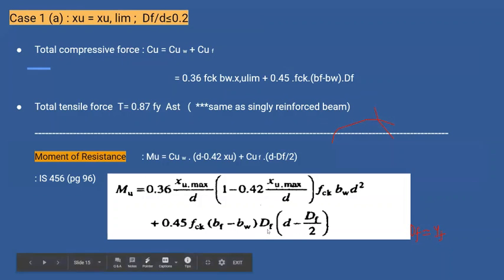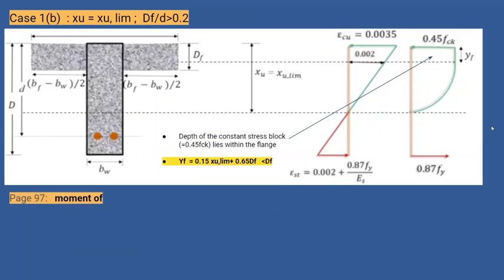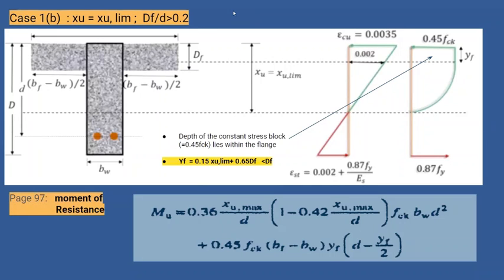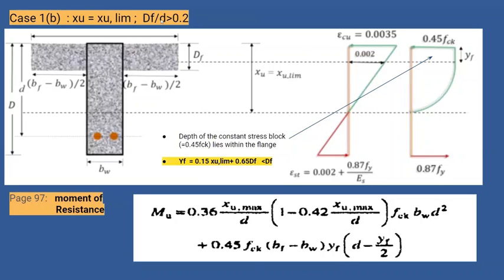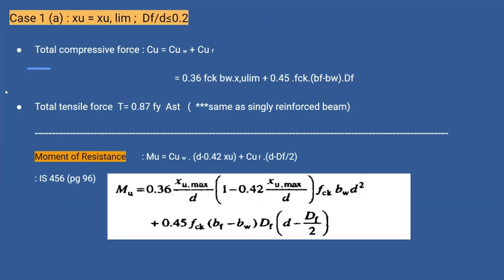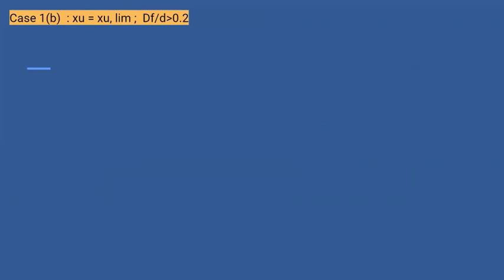See here, the DF is converted to YF. Rest is all same. When will this be used? This will be used when DF by D is greater than 0.2. अगर less than 0.2 हुआ तो हम लोग previous formula use करेंगे. This is already given in page number 96.